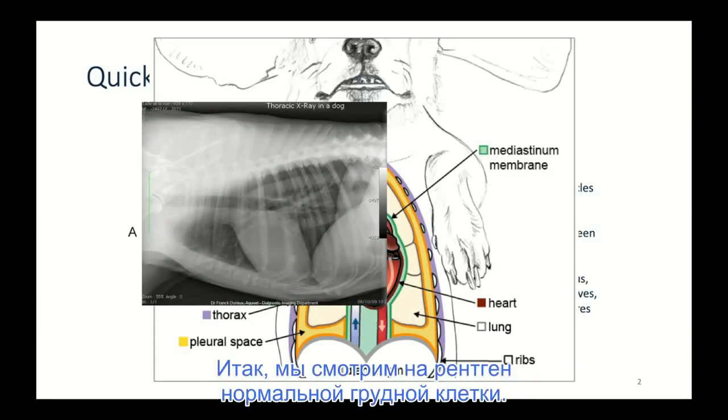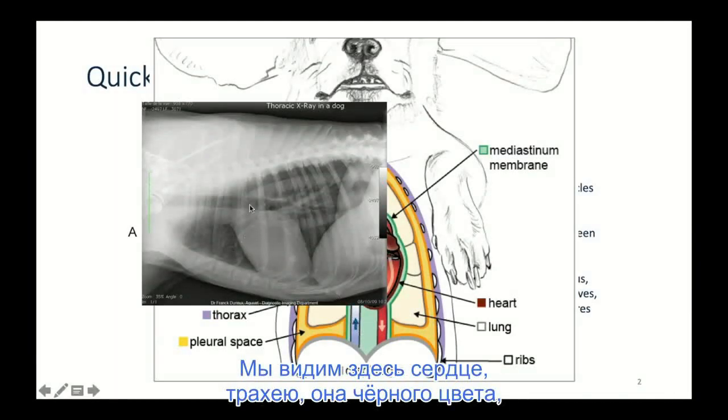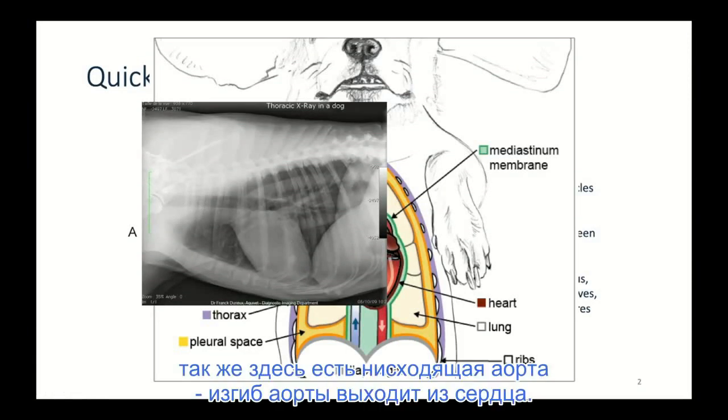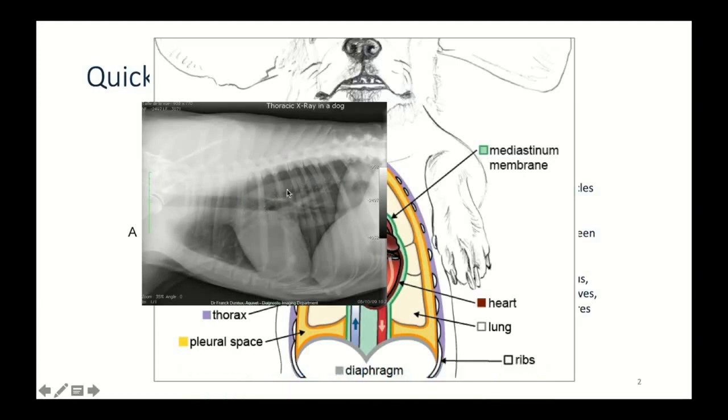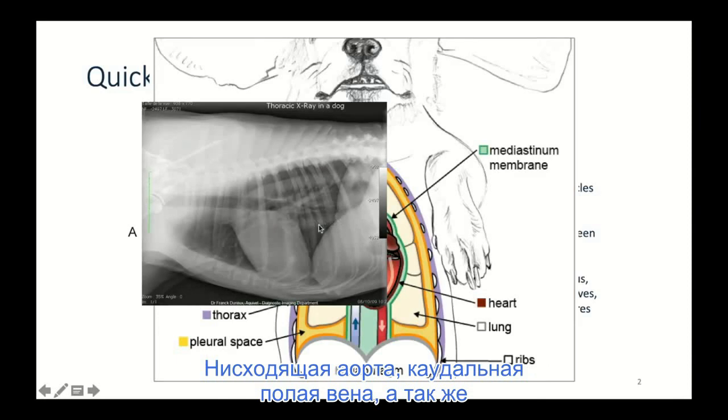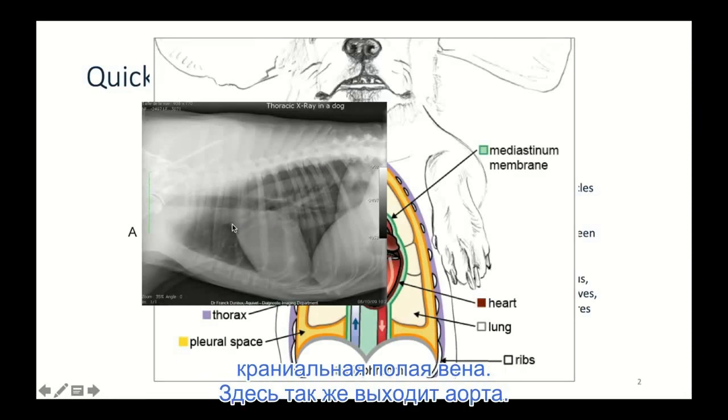And when we're looking at a radiograph, so this is a normal thorax, we've got the heart, of course, the trachea, which is black. And then we have the aorta, the descending aorta. So the aortic arch coming away from the heart, the descending aorta, the caudal vena cava, and then, of course, the cranial vena cava and the aortic branches as well through there. And then, of course, the dark area is the lungs. So that's normal.